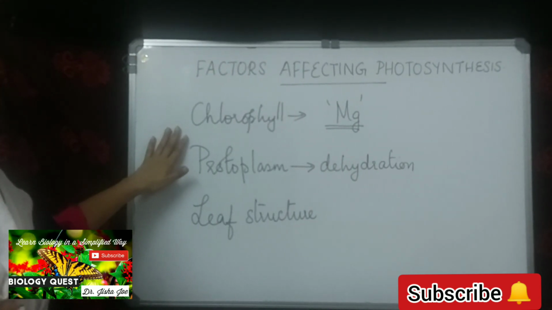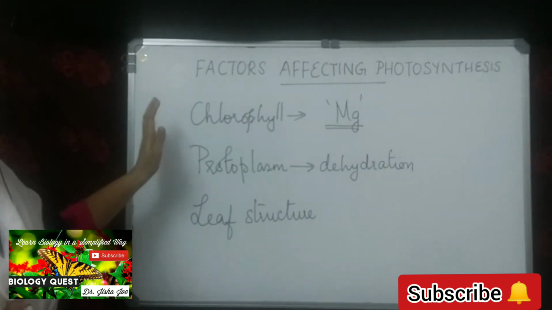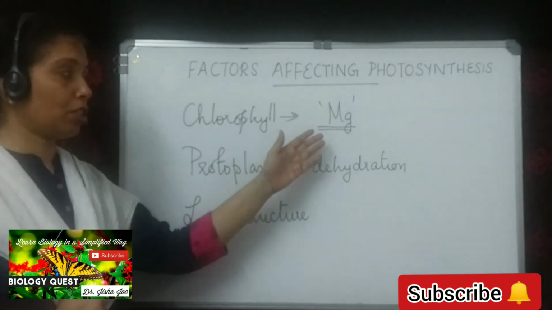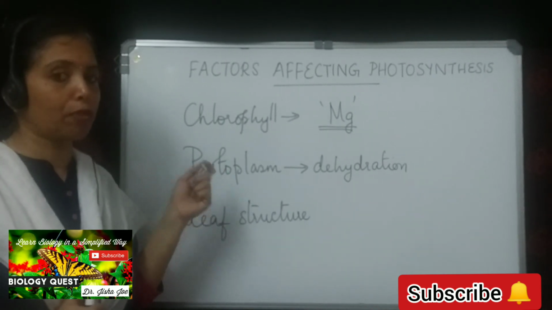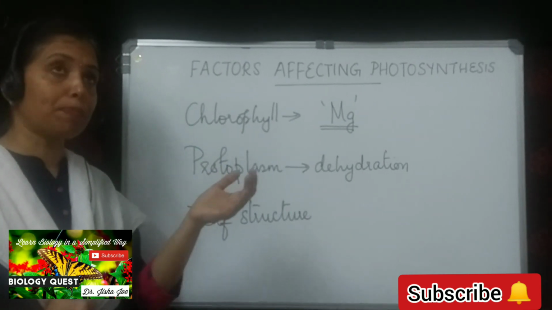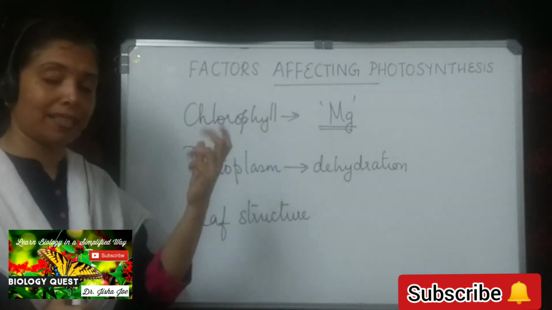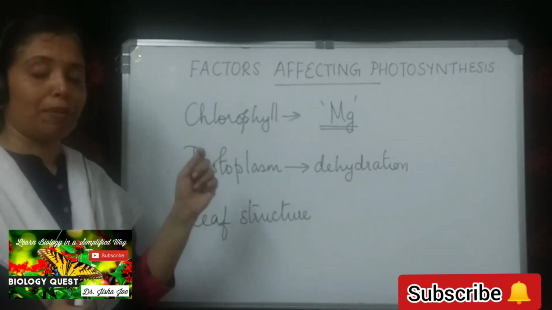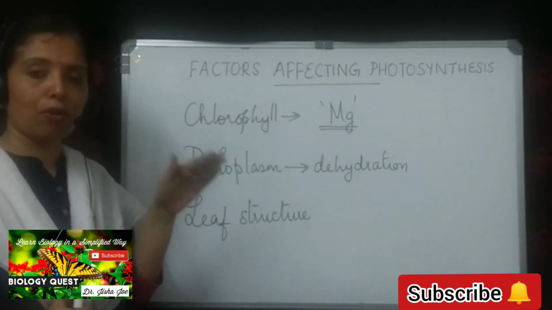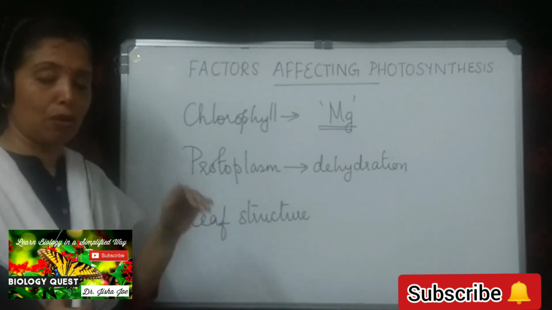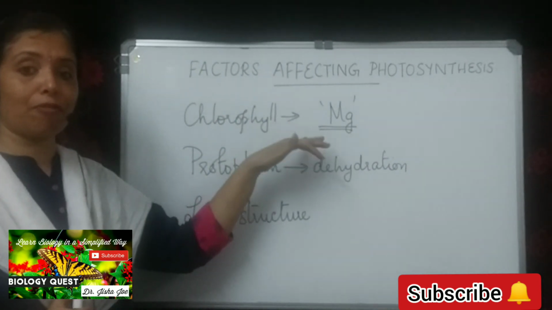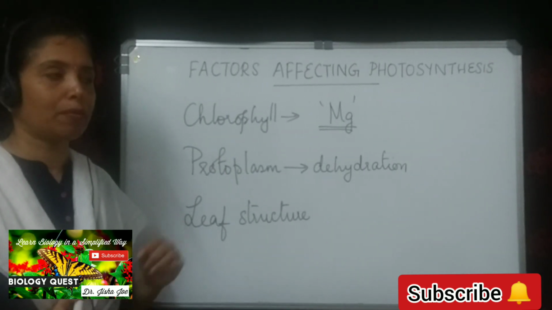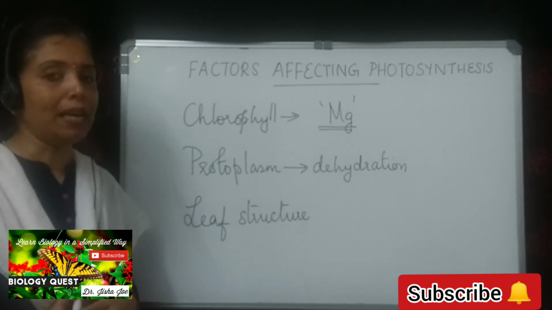Once again, chlorophyll. How does the chlorophyll content affect the rate of photosynthesis? Mineral deficiency, because magnesium is an important constituent for the formation of chlorophyll pigment. The function of the chlorophyll pigment is to trap the solar energy. Light energy is trapped by the chlorophyll pigment. So when there is no formation of chlorophyll, or when the chlorophyll formation is very slow, due to the deficiency of mineral element, this will surely affect the rate of photosynthesis, because without chlorophyll pigment, light cannot be absorbed.